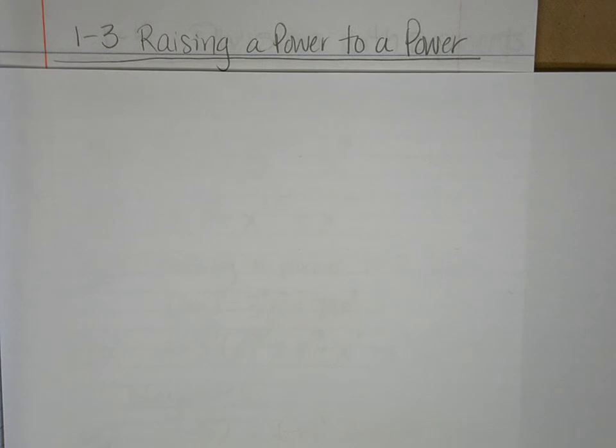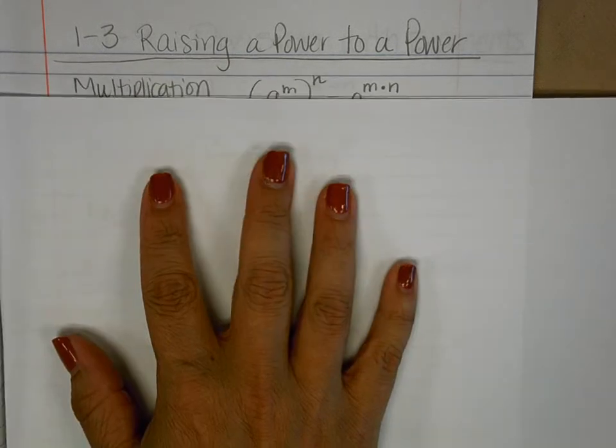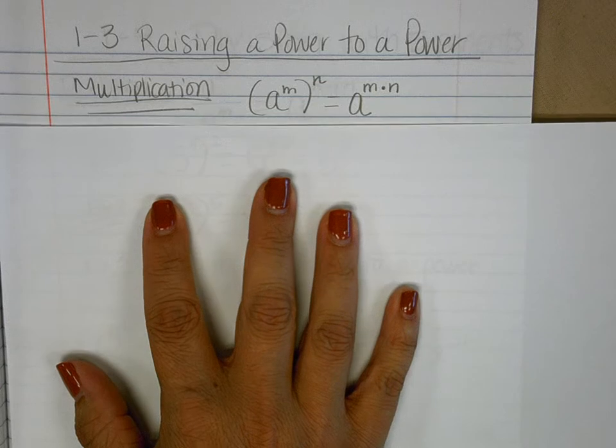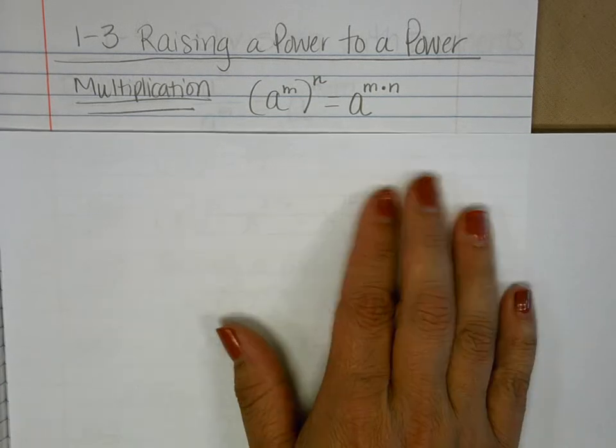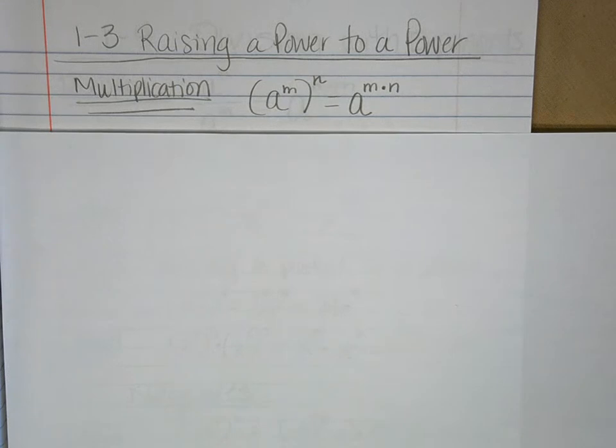So this is 1-3, raising a power to a power. This is the third exponent rule, and it's actually dealing with multiplication. So the basic formula is a to the m to the n.